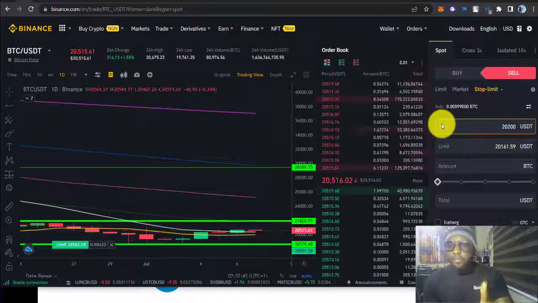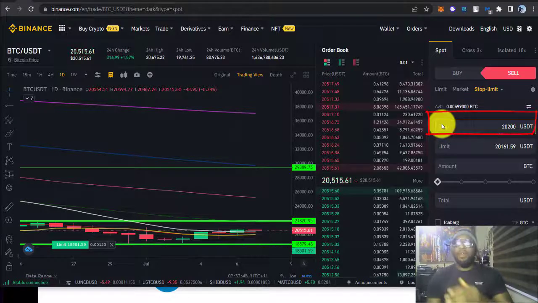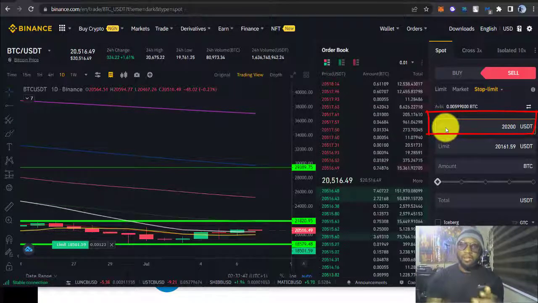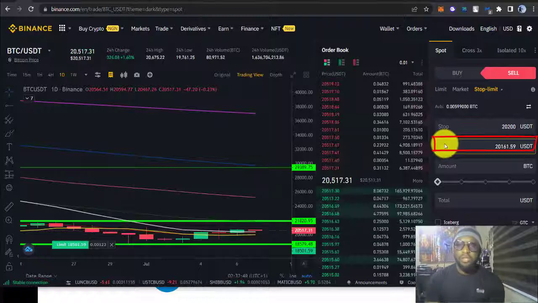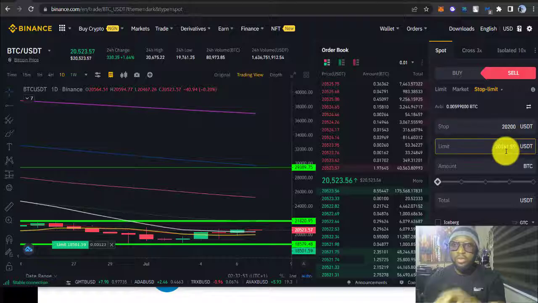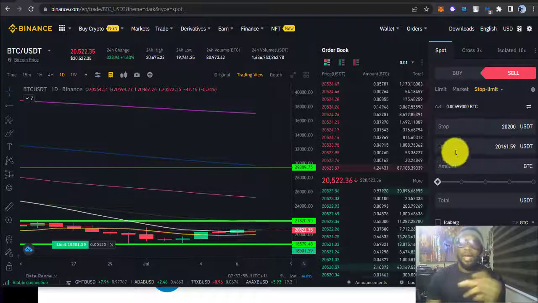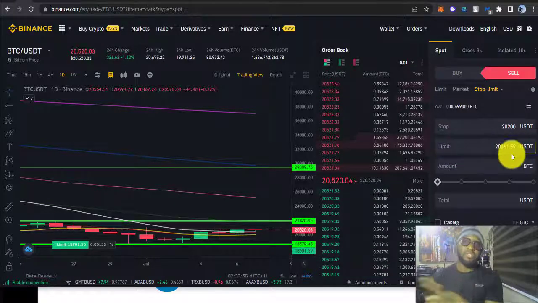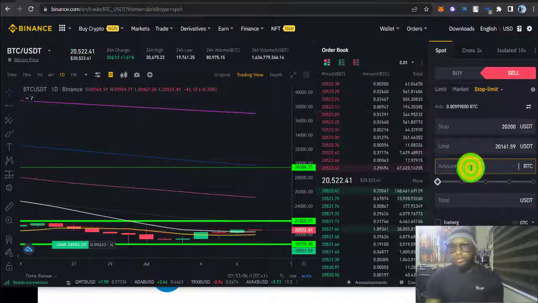Whatever you input in stop is going to trigger, and whatever you input in limit is going to execute. So what I'm saying is, if Bitcoin gets to 20,200, it should trigger, and once it gets to 20,161, it should sell off for me. So I'm going to be saying, let me sell 11 BTC.